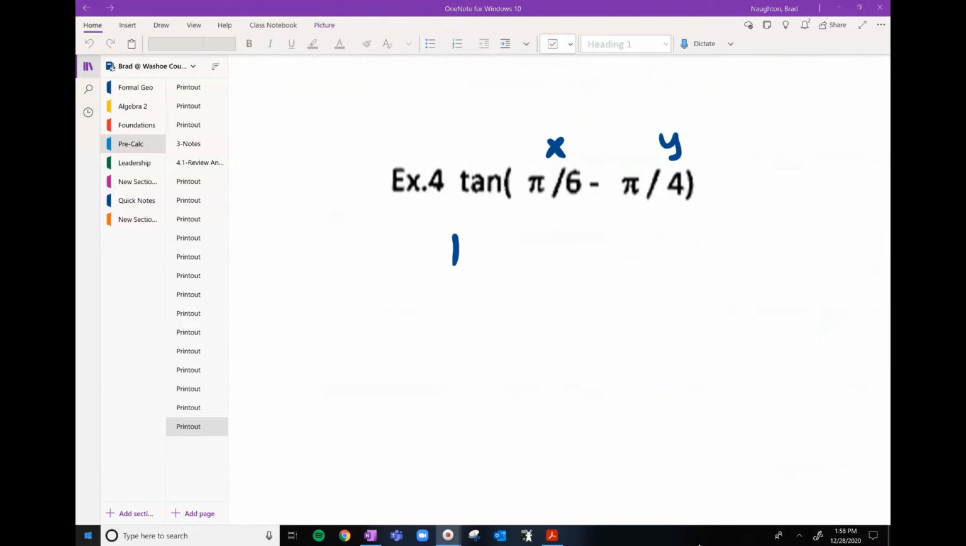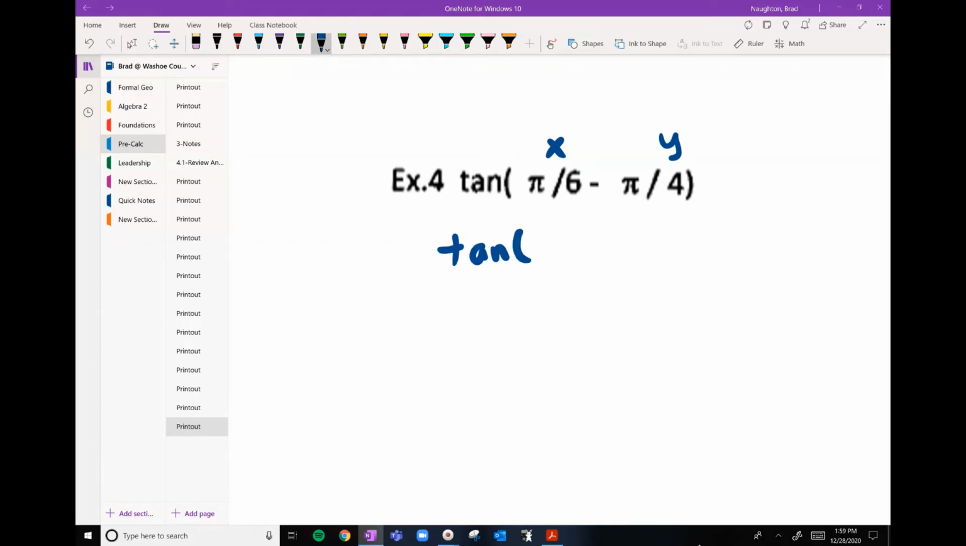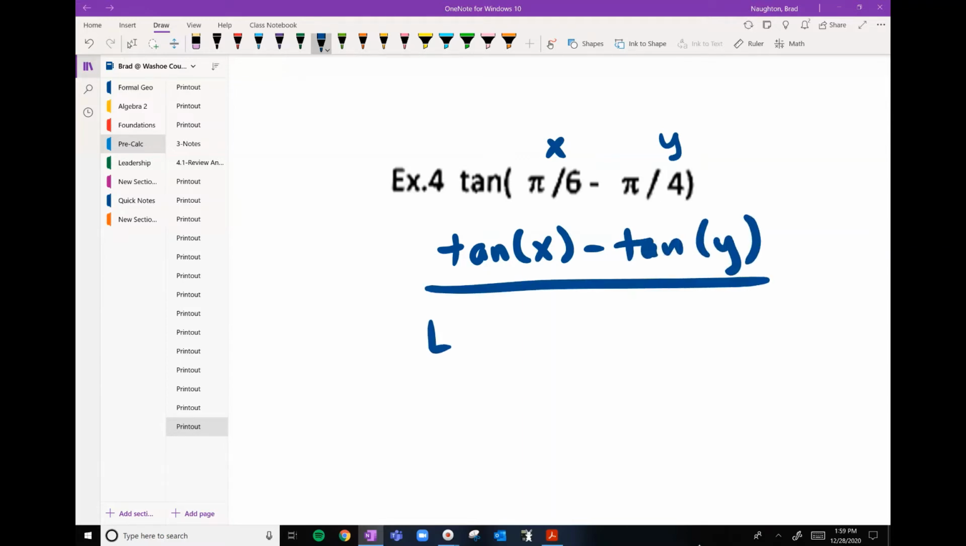I'm going to erase everything. Sorry about that, sports fans. We were going to jump around here. Things got a little, my pen decided not to work. So this is tan x minus tan y over 1. That's not a 1. 1 minus tan x tan y.